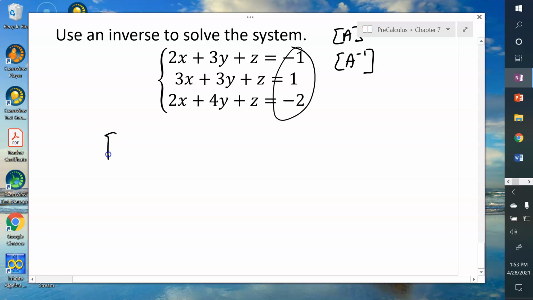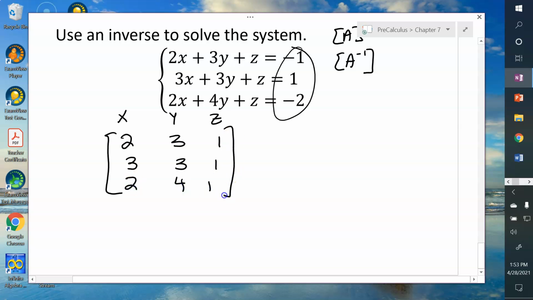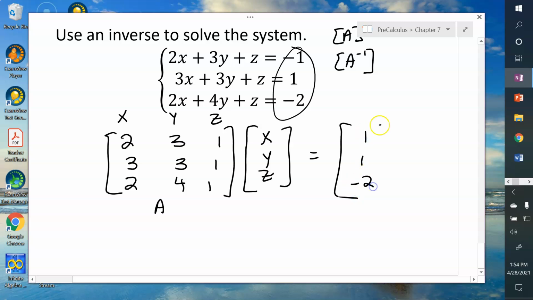Here's matrix A. In my first column is going to be all x's. The y's will be in the second column, and the z's will be in the third column. So I have 2, 3, 1, and I'm just putting down the coefficients. Then row 2 is 3, 3, and 1. And then row 3 is 2, 4, and 1. This is matrix A. Now I need a matrix for my variables, x, y, and z. And that's going to equal 1, 1, -2.